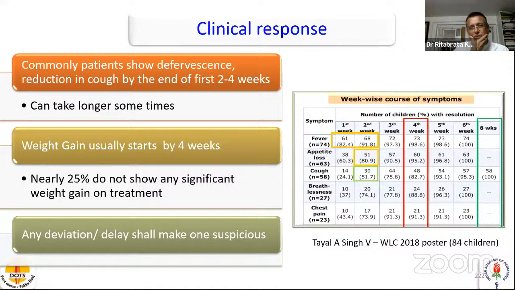So most commonly, we expect that the child will show defervescence, that is fever and cough are first to come down. They usually take 2 to 4 weeks to respond, but at times it might take a little longer. Weight gain is usually we see after 4 weeks, and quite a good number of patients, for example, 20–25% might not show weight gain, but the other clinical symptoms should improve. And if there is any delay or deviation in these things, you should be suspicious and you should try to investigate why such a thing has happened.